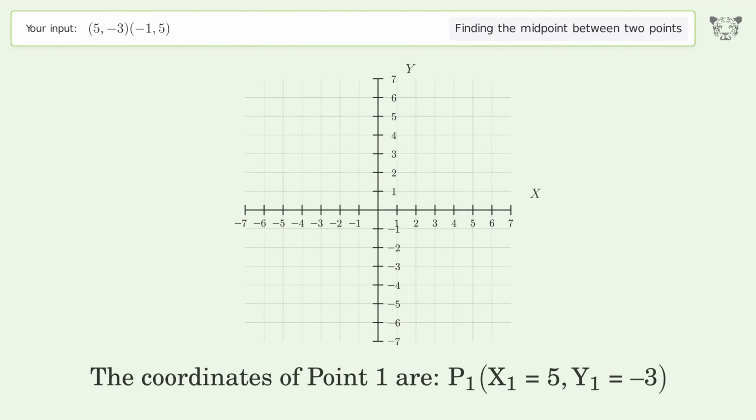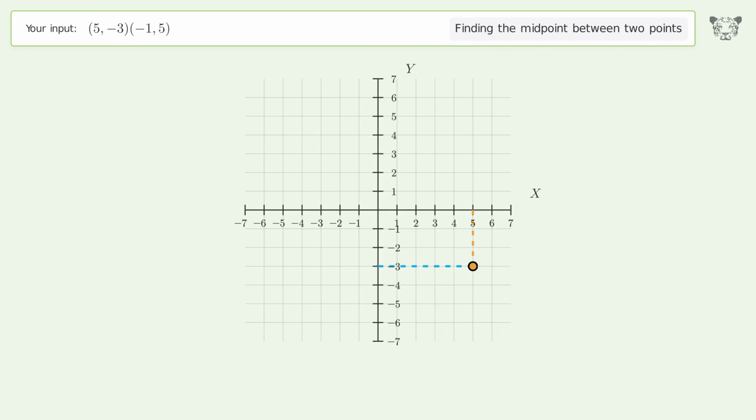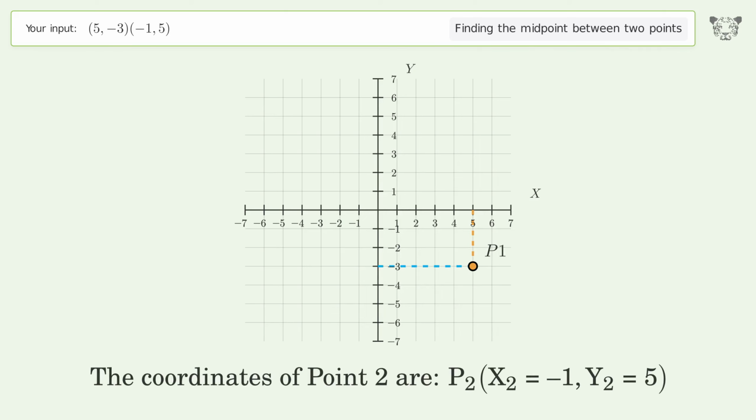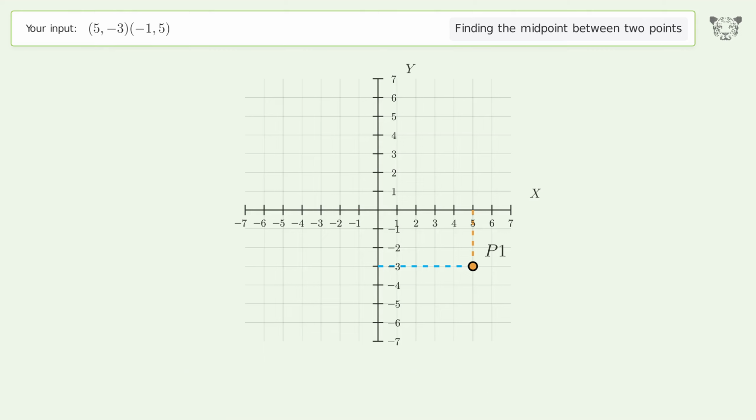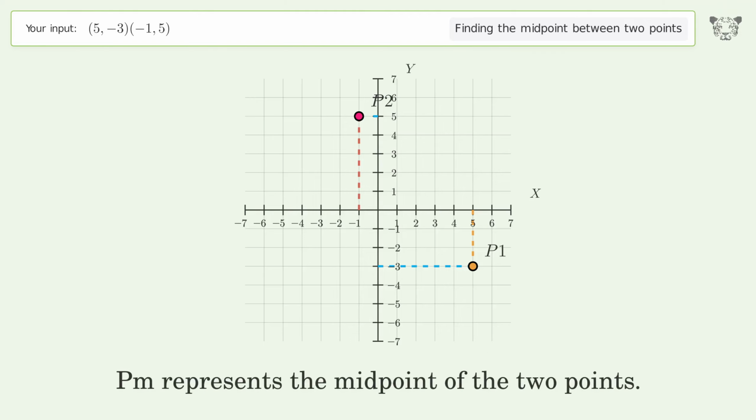The coordinates of point 1 are x1 equals 5, y1 equals negative 3. The coordinates of point 2 are x2 equals negative 1, y2 equals 5. PM represents the midpoint of the two points.